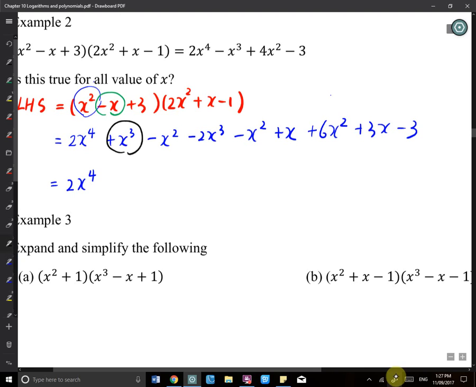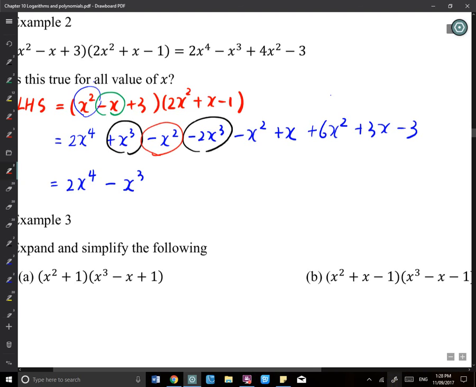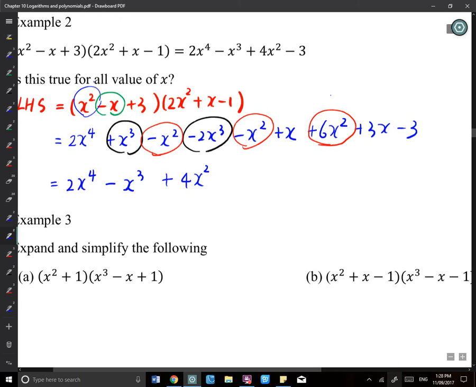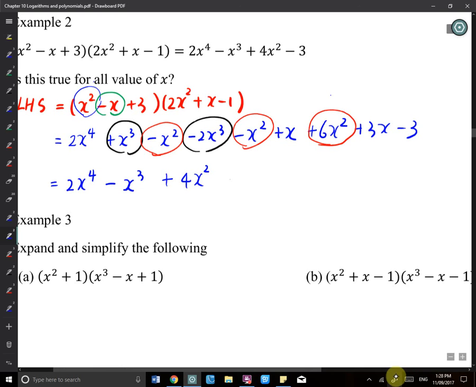I will count 1, 2, 2 terms got x to the power 3. So I will have minus x cubed for that one. And I'll count how many x squared I have. 1, 2, 3. So I have plus 4x squared. And then how many x I have? I have 2 more x. That's a plus 4x. And minus 3.